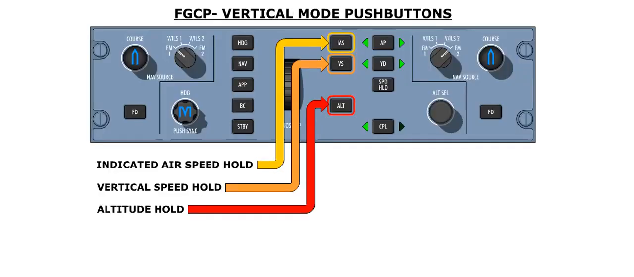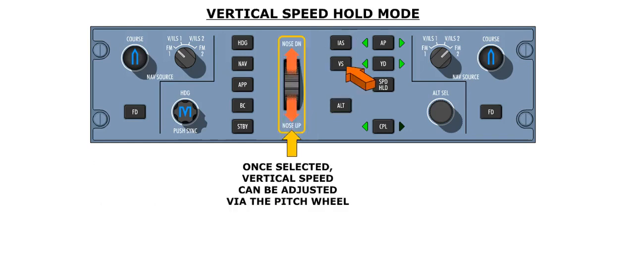The lateral and vertical modes are selected on the FGCP. The vertical modes are selected by the three vertical mode push buttons labeled, from top to bottom, IAS, VS, and ALT. The vertical speed mode is selected by pressing the VS push button. Once selected, the vertical speed can be changed by means of the pitch wheel, located to the left of the three vertical mode push buttons.